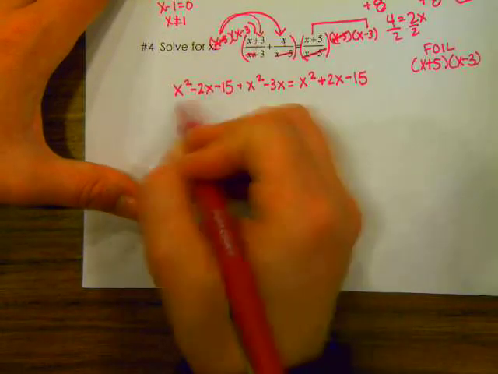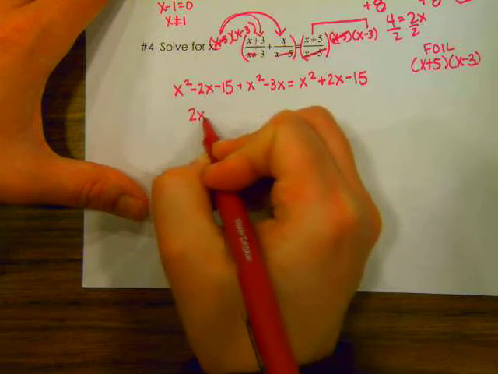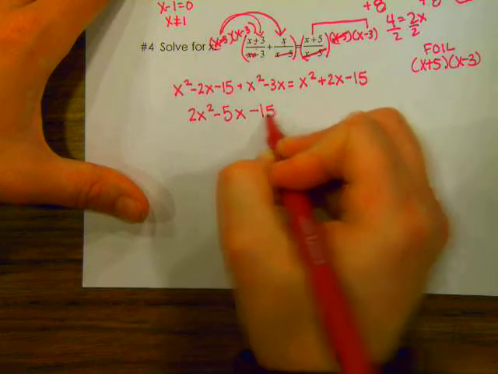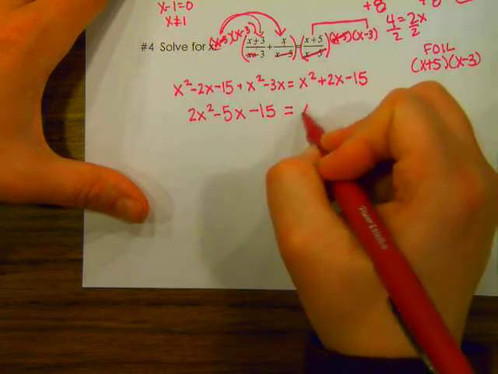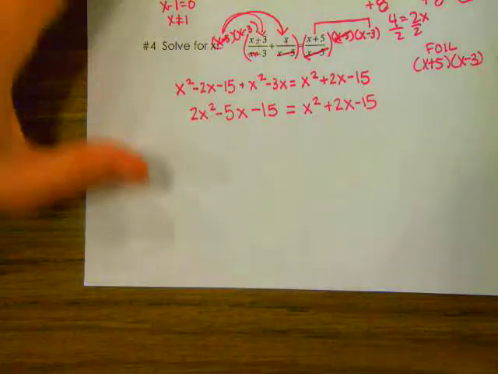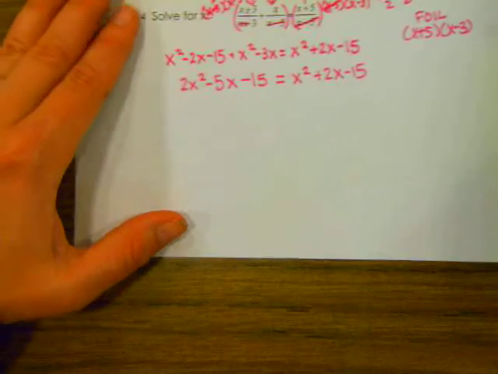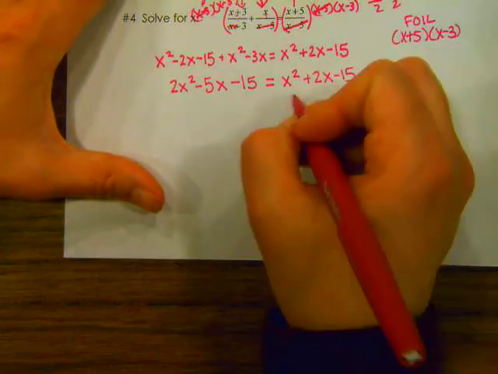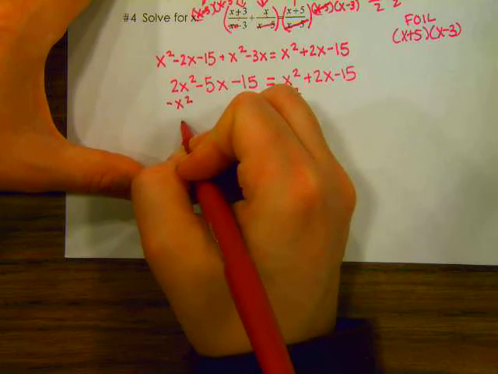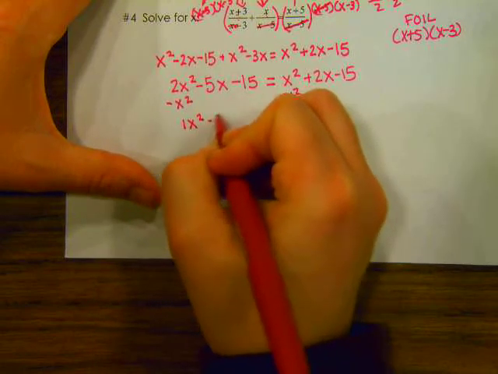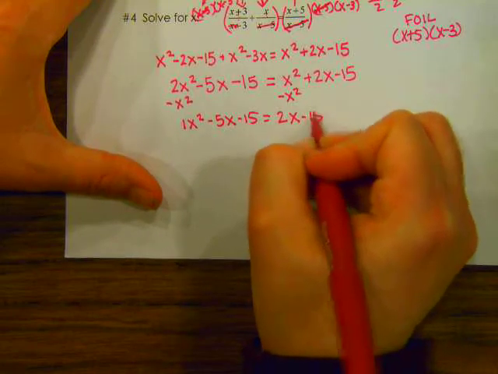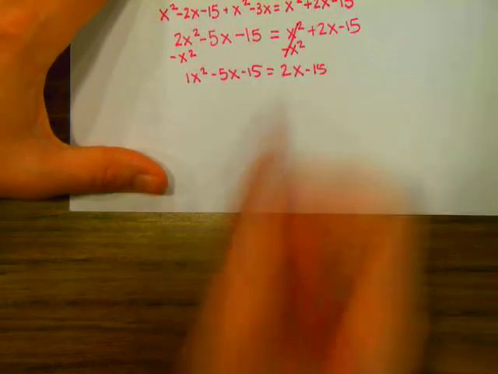So on the left side, for instance, it's going to become 2x squared minus 5x minus 15 equals x squared plus 2x minus 15. I'm going to bring the x squared to one side, see if I end up having to factor. So subtract the x squared. So 1x squared minus 5x minus 15.